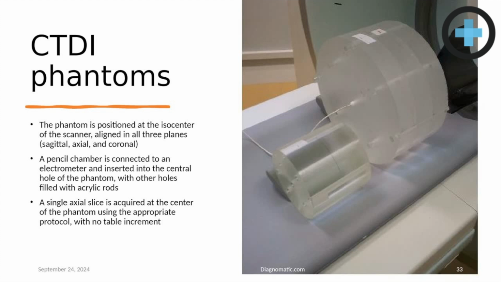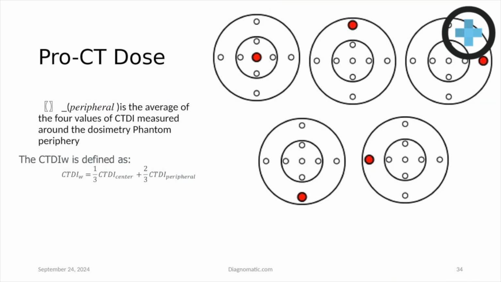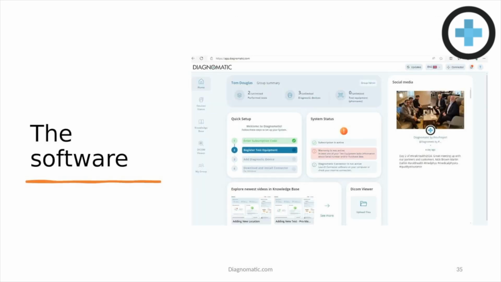So the phantom is positioned at ISO center of the scanner, with the pencil chamber, and the rest of the holes on the outside are filled with acrylic rods, and then an axial slice is acquired at the center of the phantom, and then take a measurement from there. Here is the formula that's typically used for measurements of the different values of the different spots or points along the phantom, and how that's calculated. So that's it for the phantoms.